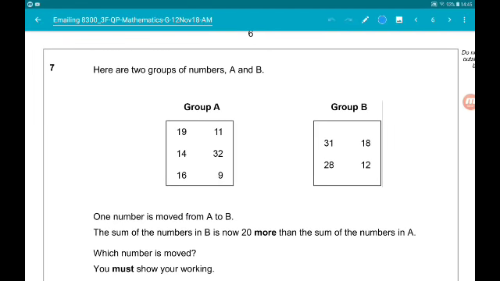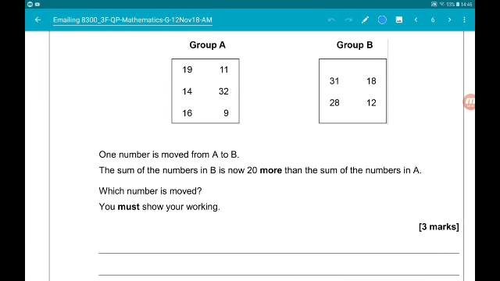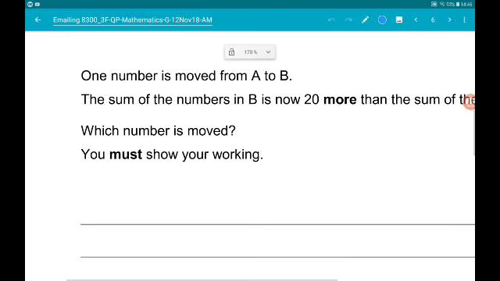Okay, number 7. Here are 2 groups of numbers, A and B. One number is moved from A to B. The sum of the numbers in B is now 20 more than the numbers in A. So sum means when you add them all together. We are asked which number is moved. We must show our working. 3 marks.